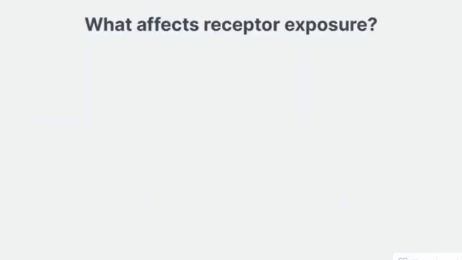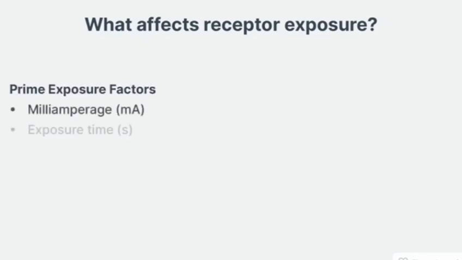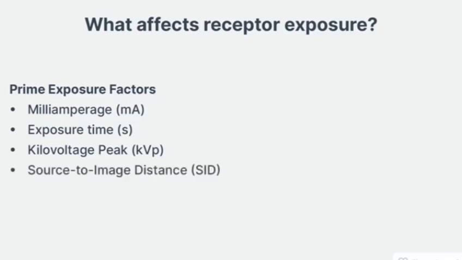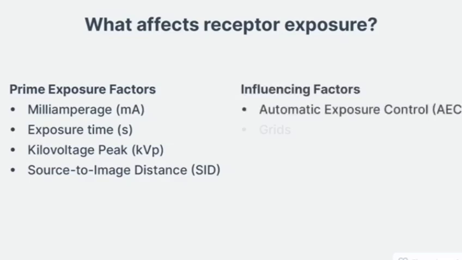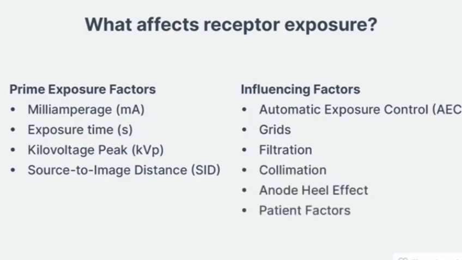So what affects receptor exposure? What affects the amount of radiation striking the image receptor? All 4 prime exposure factors, including the milliamperage, that's the mA, as well as exposure time, kilovoltage peak, and the source to image distance. Receptor exposure is also significantly influenced by automatic exposure control, that's AEC, as well as grids, filtration, collimation, the anode heel effect, and various other patient factors. An X-ray operator must consider each of these variables to ensure the receptor receives just the right amount of radiation to create a diagnostic image free from exposure artifacts.